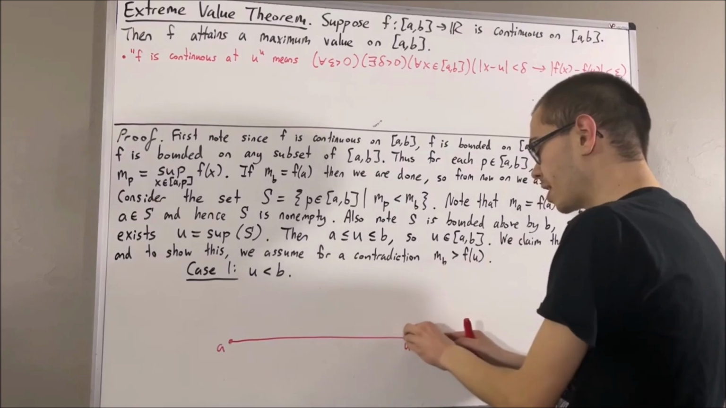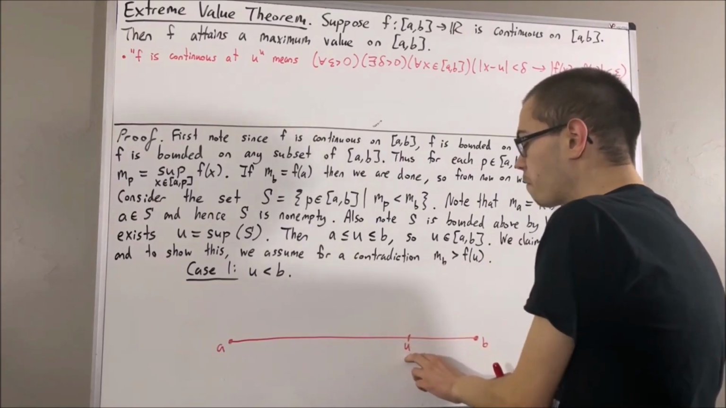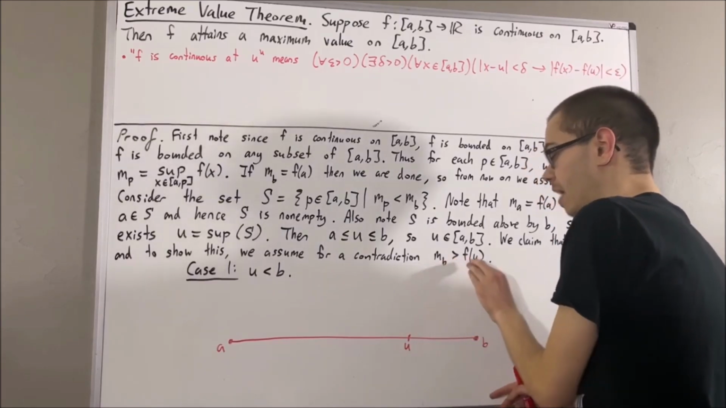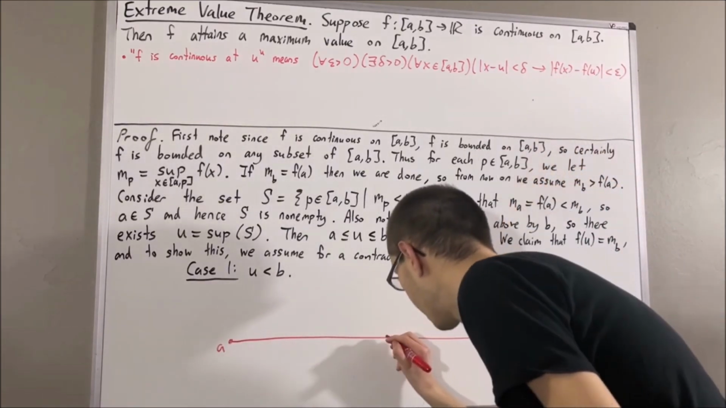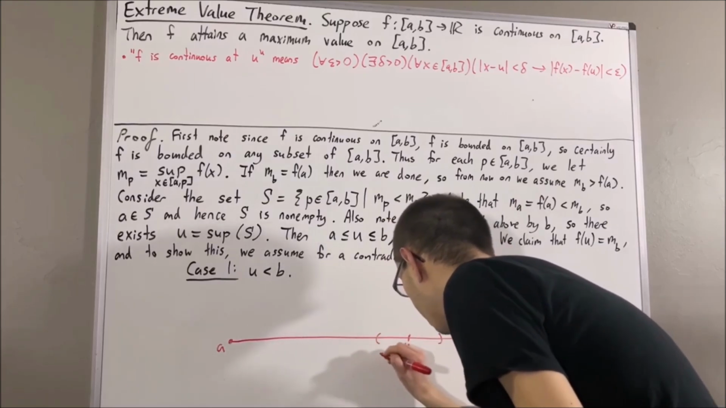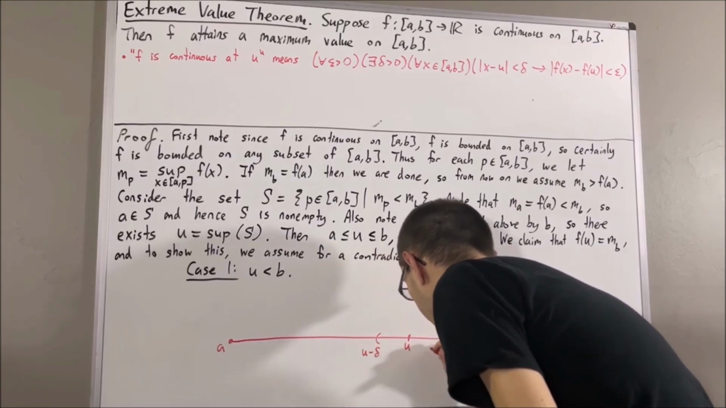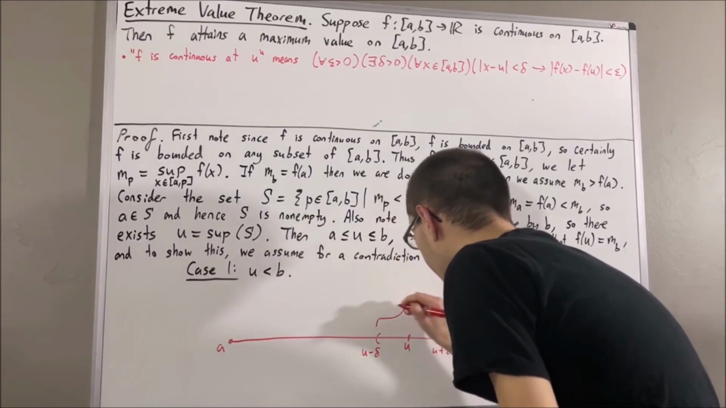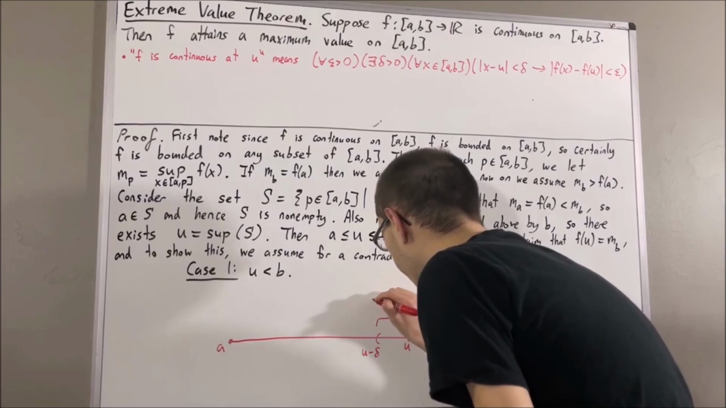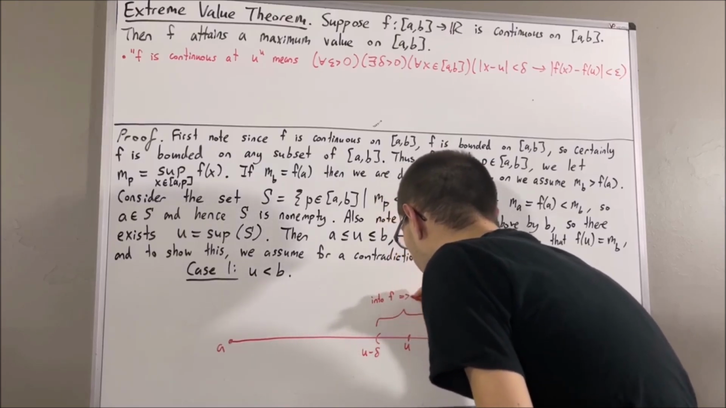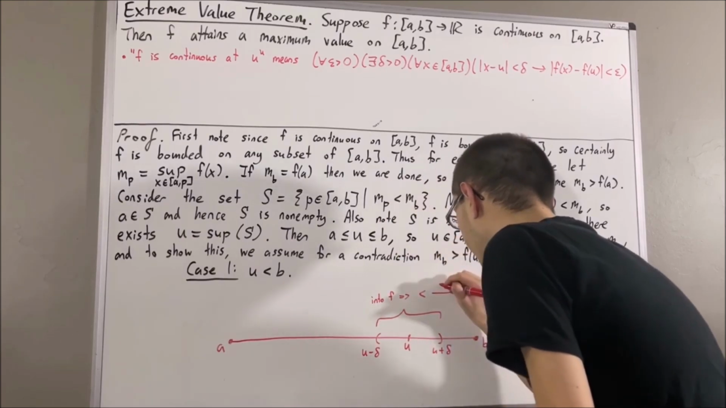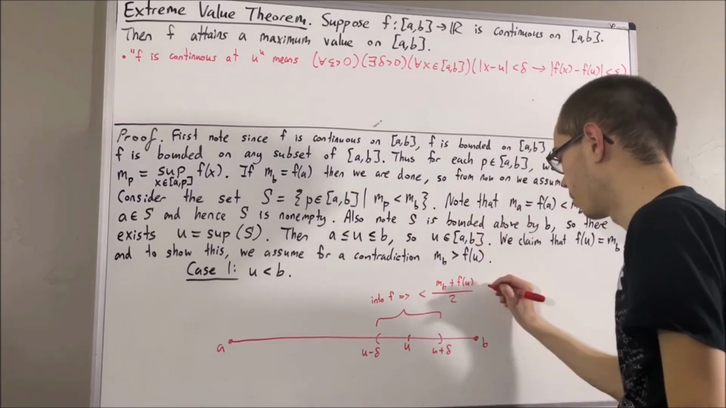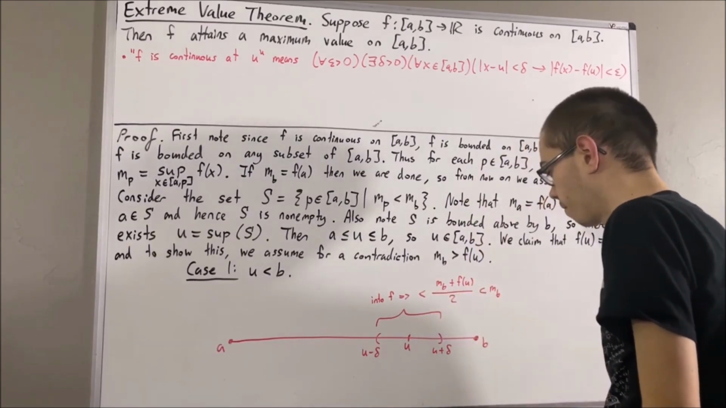In fact, we should be able to find a neighborhood small enough so that every output value in that neighborhood is less than the average of MB and f of u. So let's say that neighborhood is here, and it's bounded by u minus delta and u plus delta. So when we take any element of that neighborhood and send it into the function f, well then its output value will be less than the average of MB and f of u. And this is less than MB.